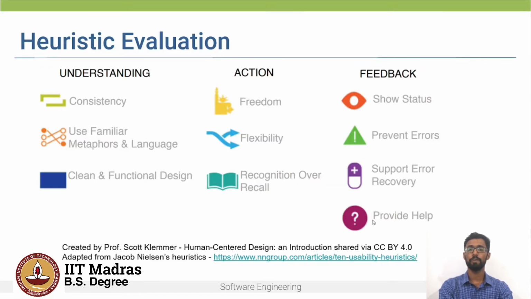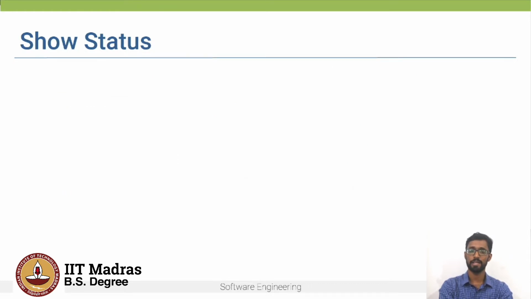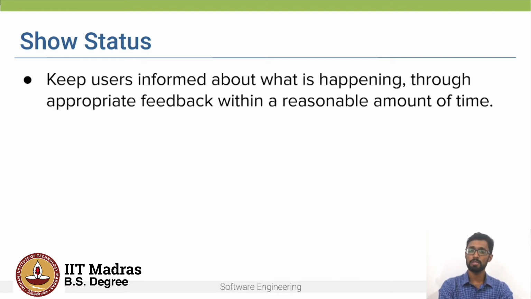In this video, we will be looking at certain heuristics for providing appropriate feedback to users. So the first heuristic is showing the status. This means that we need to keep users informed about what is happening through appropriate feedback. And this feedback should be provided within a reasonable amount of time.